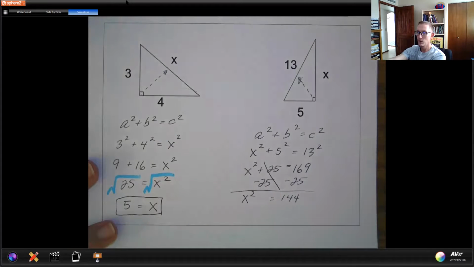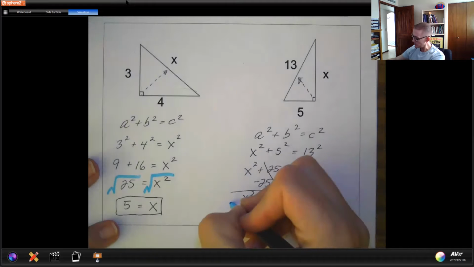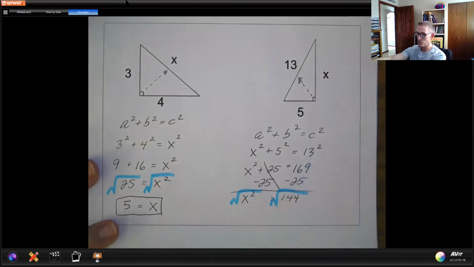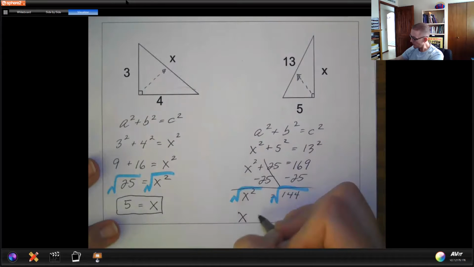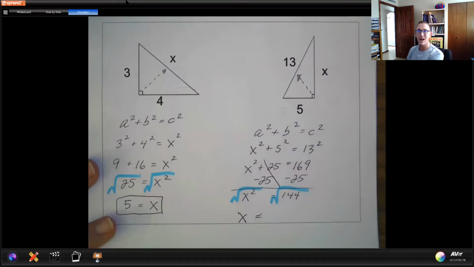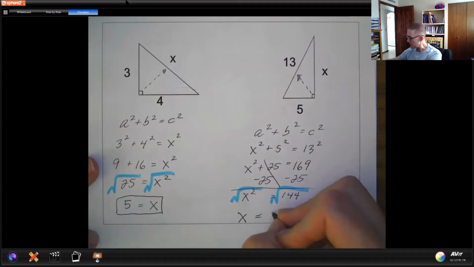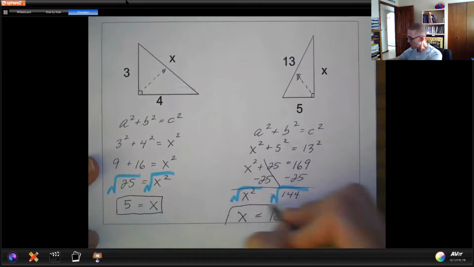144. And then remember, to get the x alone, I'm going to undo the squared with a square root. So I'll square root both sides. And the square root of 144 is what number times itself equals 144. And that means x equals 12.